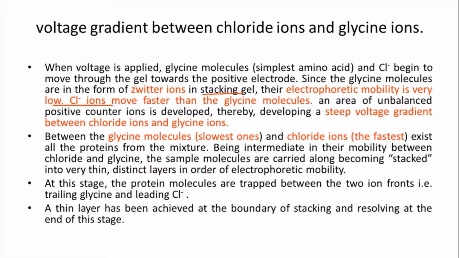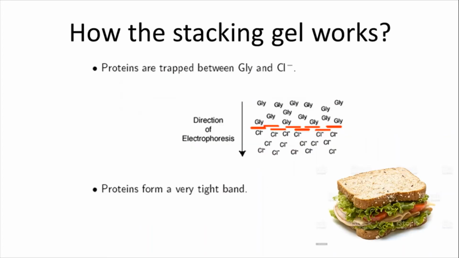And the third layer, followed by the fast moving proteins, is the medium migrating proteins. Then the slow moving proteins are stacked, followed by the glycinate ions, which are very slow moving ions. This structure looks like a sandwich.